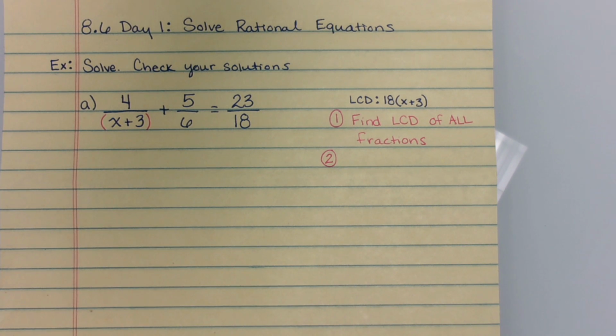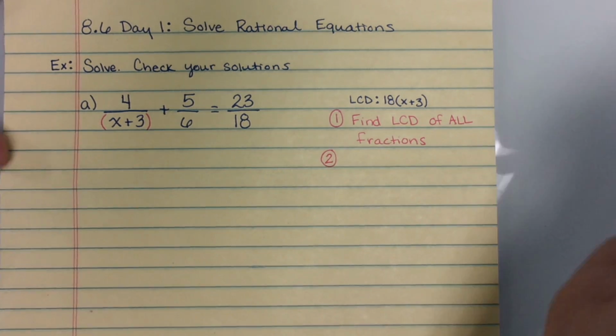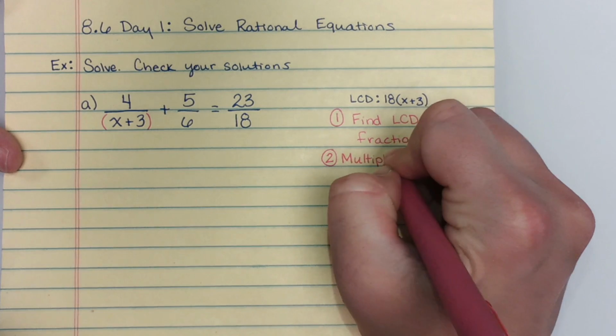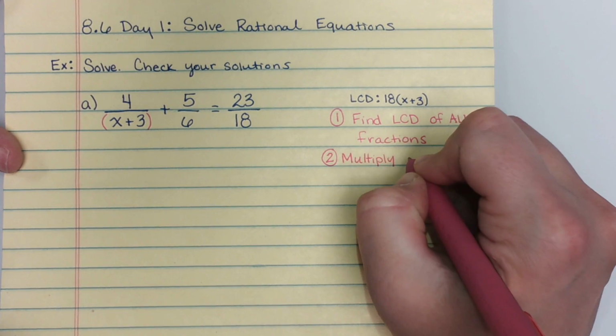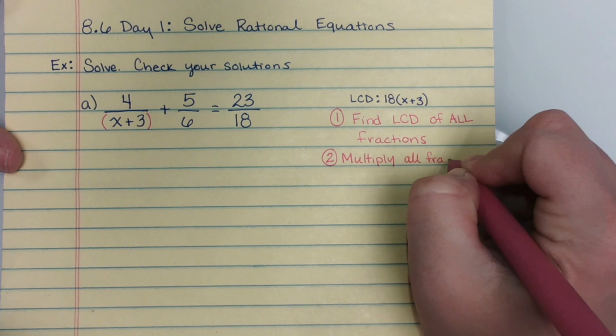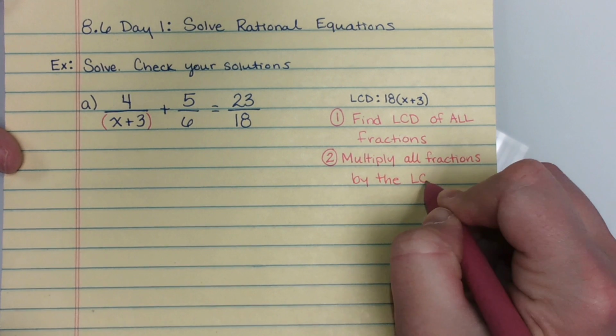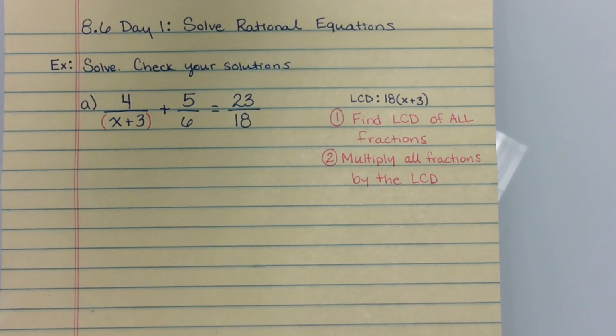We're allowed to do that because properties of equality allow me to do something to both sides of the equation without changing what the equation is equal to. It changes the fractions, but it doesn't change the equation. So, our next step is to get rid of those denominators, and it is to multiply all of the fractions by that least common denominator.